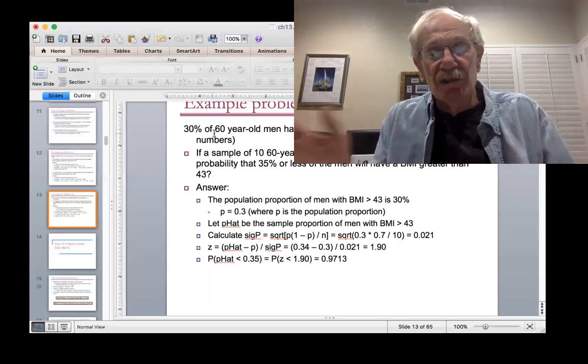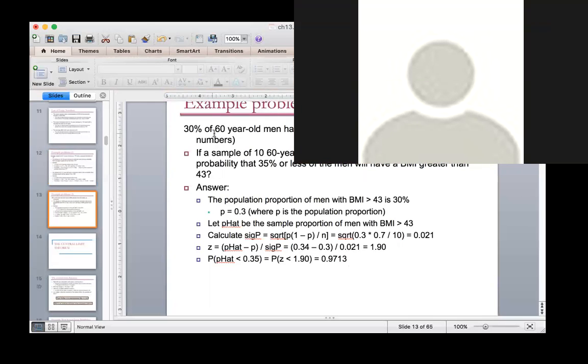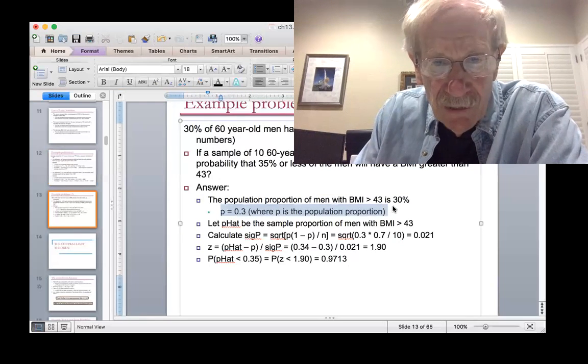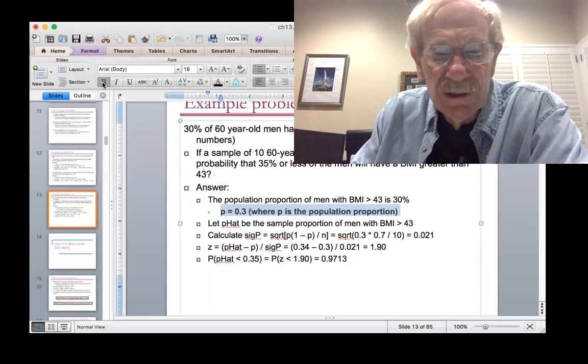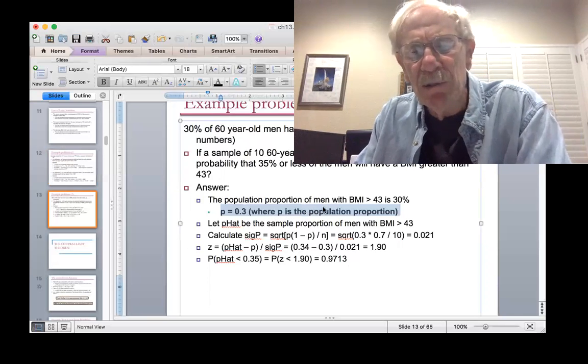30% of all 60-year-old men. So that says that the population proportion is 30%. And so you would write, like I did down here, immediately you could write this, P is 0.3, where P is the population proportion.